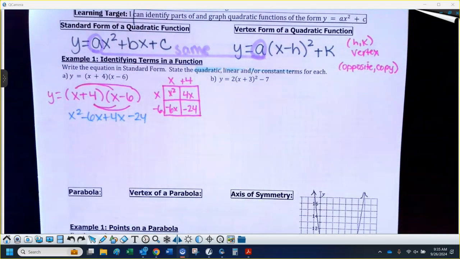So whichever one of those you like better. Some people like the box better because they're a little more visual. Some people like the FOIL better. Whatever your preference is, that's what I want you to use.